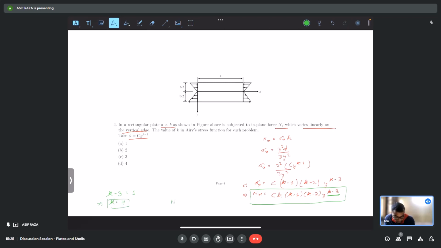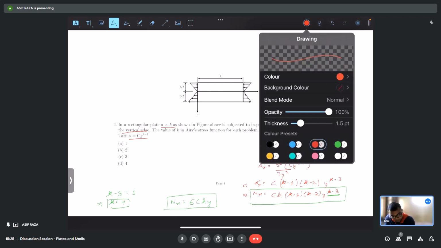So finally my Nx would be equal to what? 4 minus 1 is 3, times 2 is 6, so 6 C h y. Correct answer would be option D.